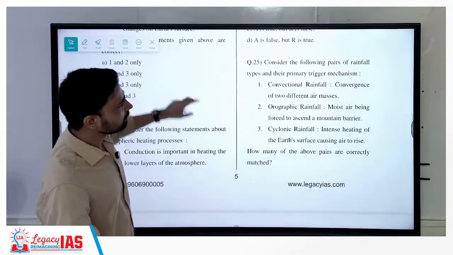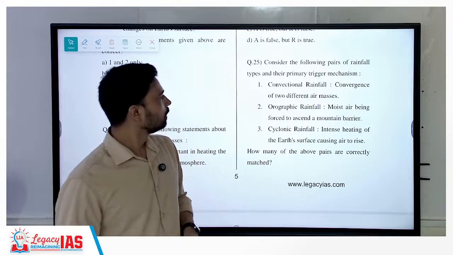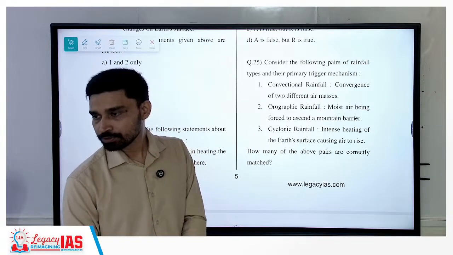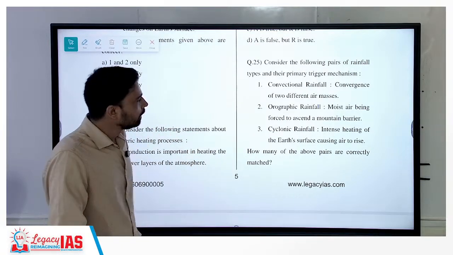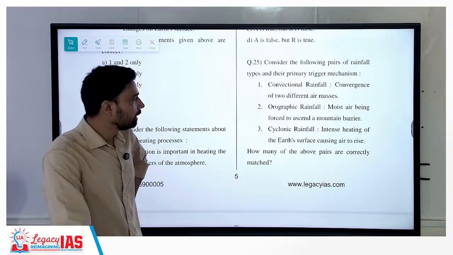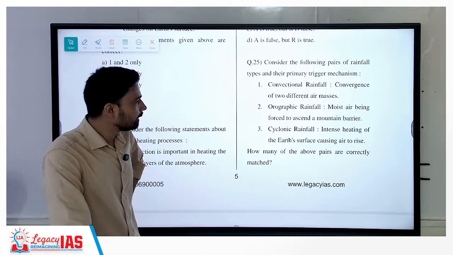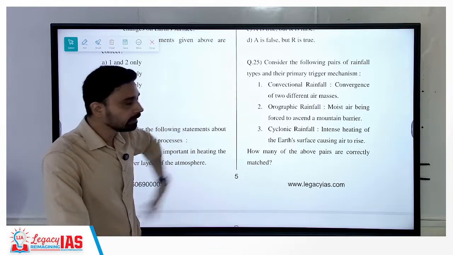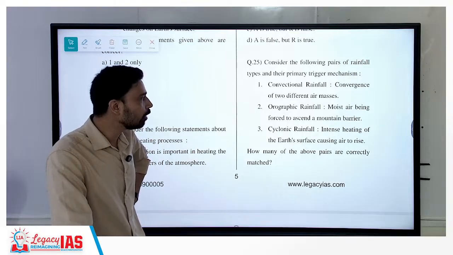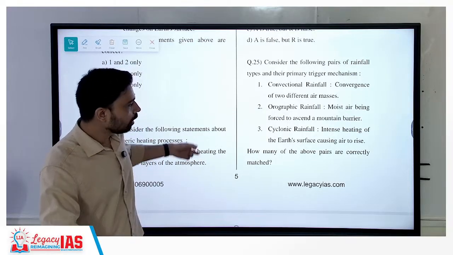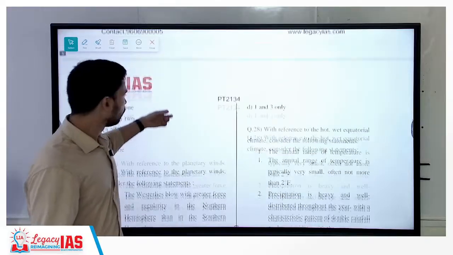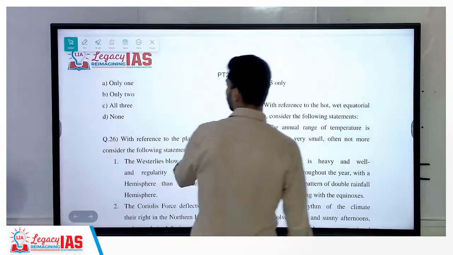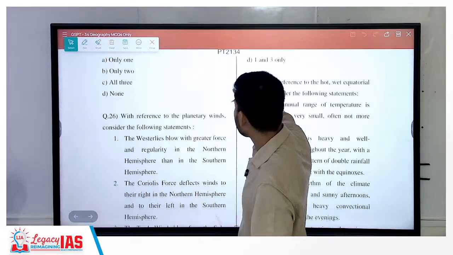Then again, simple convectional rainfall. Convergence of two different air masses, right or wrong? Wrong. It is intense heating. So cyclonic and convectional, 1 and 3 are interchanged. Second, however, is correct. So how many pairs are correct matches? Only one pair. Okay, so A is the right option.